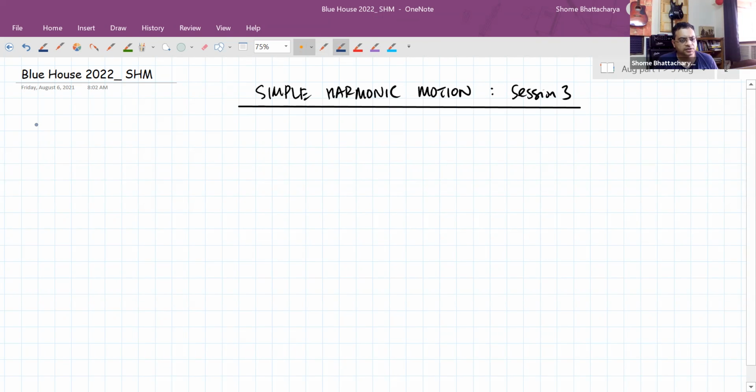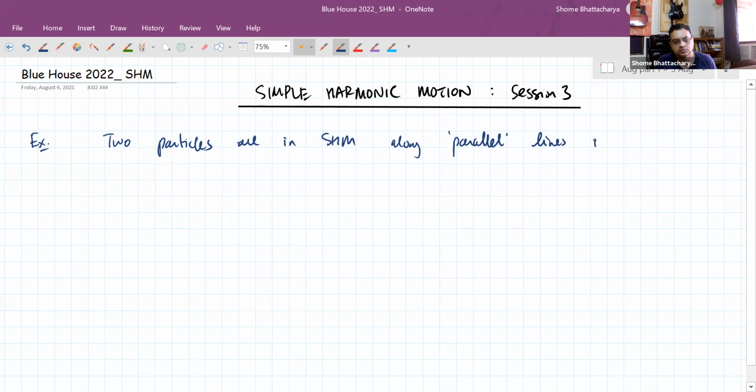Okay, so let's begin with an example. Two particles are in SHM along parallel lines with identical amplitude.